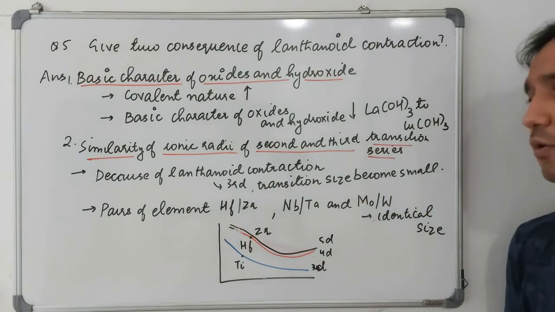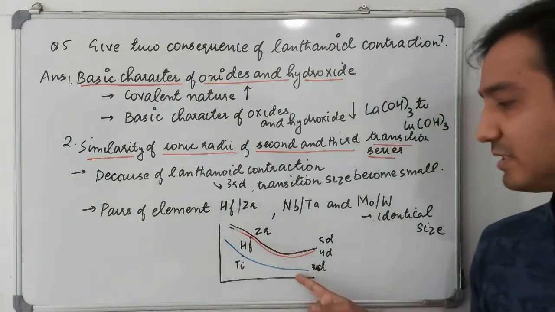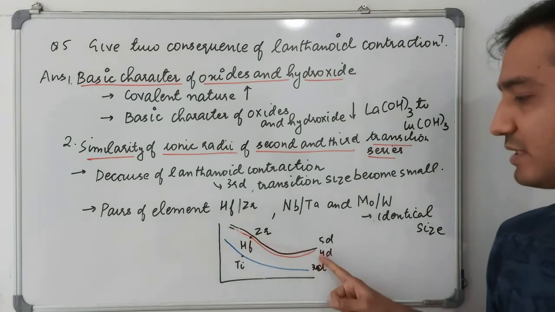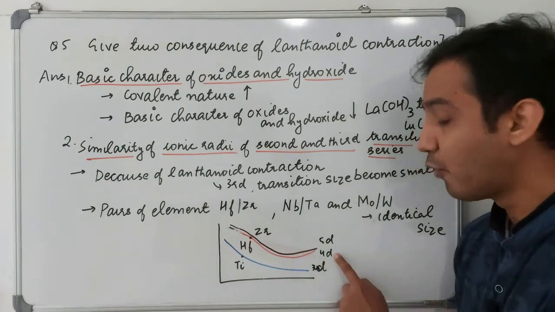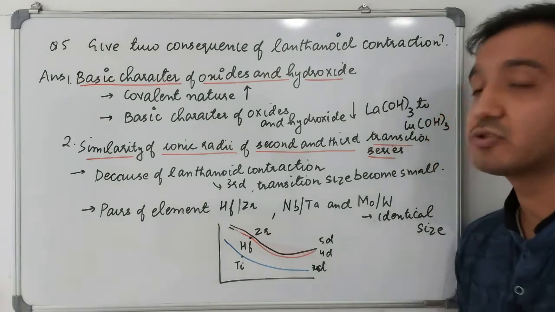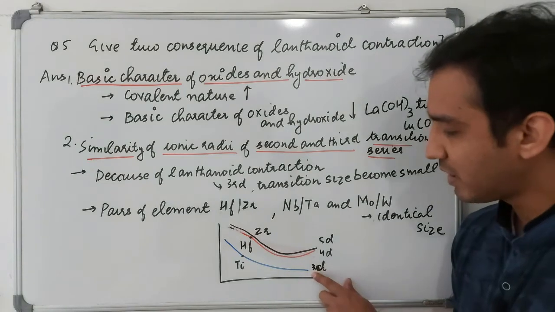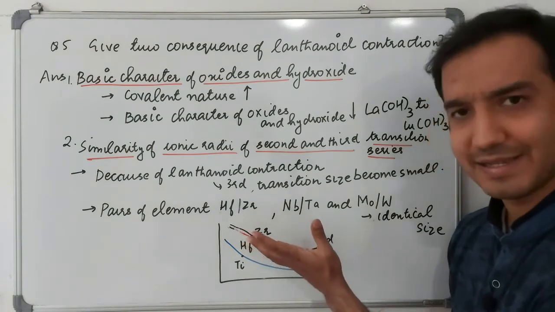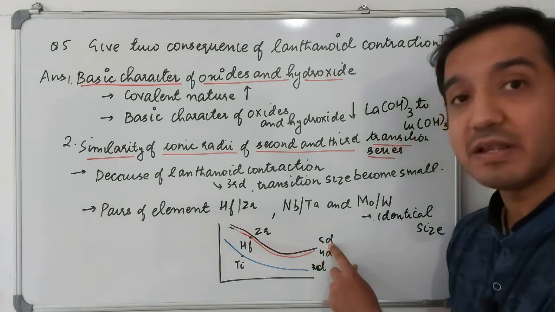Why does it happen? If you look at this graph, suppose this is the 3d series, this is the 4d series and this is the 5d series. So 3d is called the first transition series, 4d the second, and 5d the third. As you move from 3d to 4d, size will increase normally. But as you move from 4d to 5d, what happens?